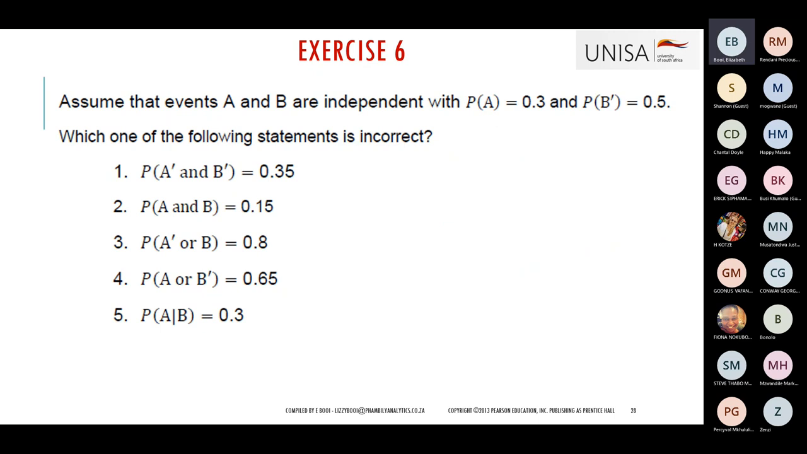You can also, it looks like the same question, but they are different. Yeah, they're telling us events A and B are independent. So now, when they are independent, what do we know? We know that if they are independent, there are several things that we need to consider. The probability of A given B will be equal to the probability of A, and the probability of B given A will be the same as the probability of B. That is one of the things that you need to consider when you are answering this.